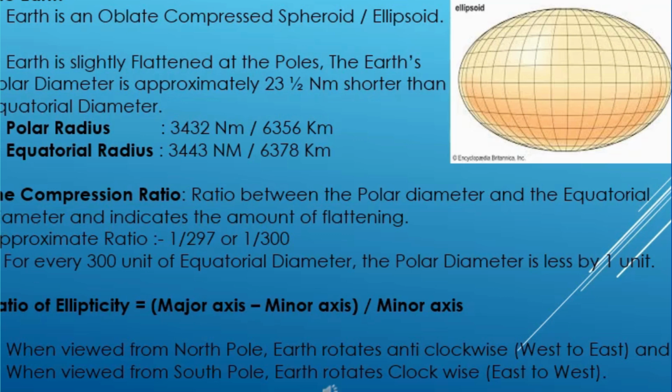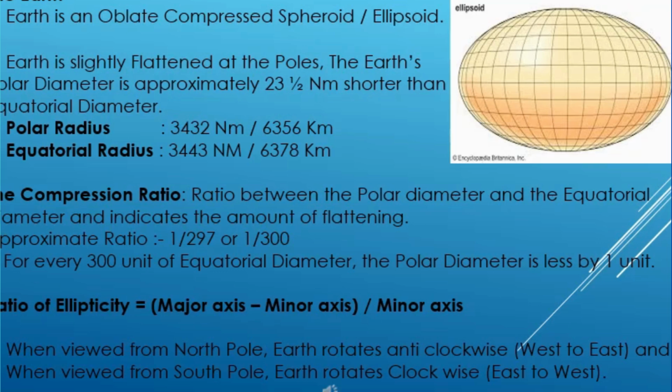And here we can see that the polar radius is 3432 nautical miles, which is equivalent to 6356 kilometers. And the equatorial radius is 3443 nautical miles, which is equivalent to 6378 kilometers. After that, we have the compression ratio. The compression ratio is basically the ratio between the polar diameter and the equatorial diameter, and it also indicates the amount of flattening that the Earth has.